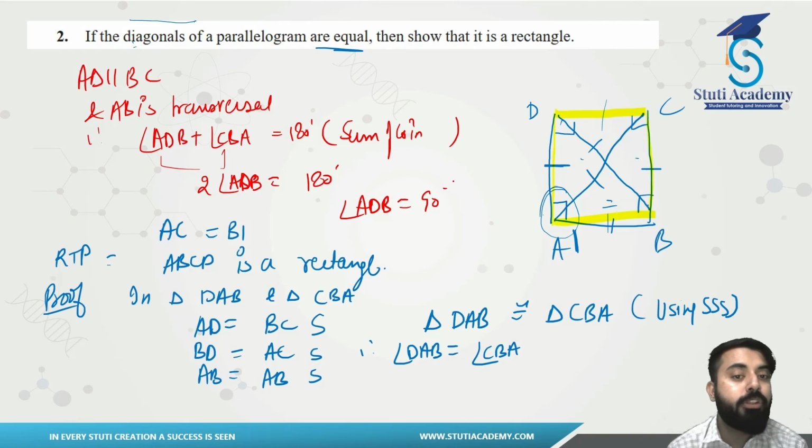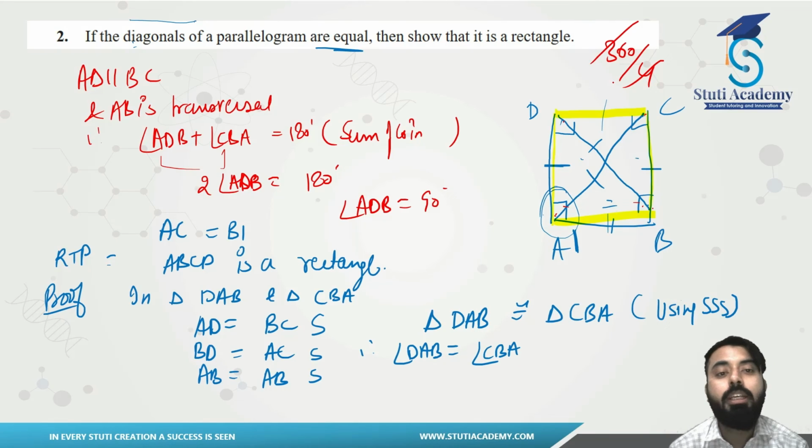Or you can do one more thing. See, I know these two are equal, that is equal to that one, and this is equal to that one. So you can see all four angles are equal themselves. So you can say 360 divided by 4, because four angles are equal, each angle will be 90.